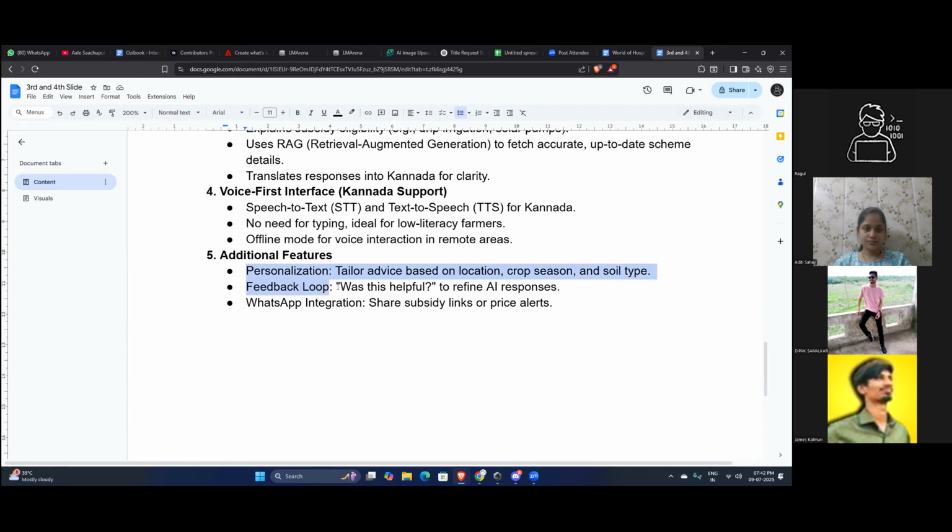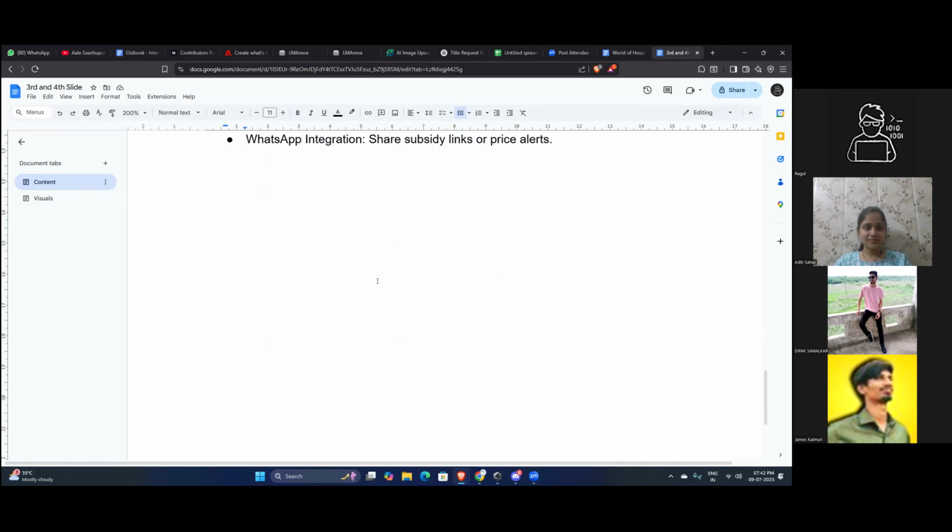And the last feature is additional features. These are our additional features: personalization, where we can tailor the advice based on location, crop season, and soil type; the feedback loop, asking whether this was helpful, to refine the AI response; and WhatsApp integration, to share subsidy links or price alerts. So these are the features.